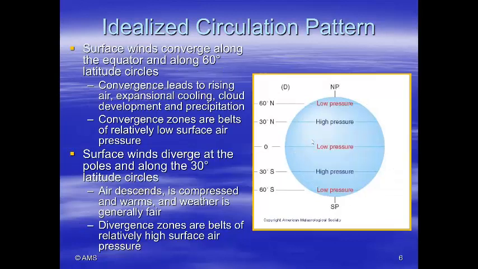So surface winds diverge at the poles and along 30 degrees north and 30 degrees south latitude circles. Here air is going to descend. It's compressed and warms, and the weather is generally fair. Divergence zones are belts of relatively high surface air pressure.